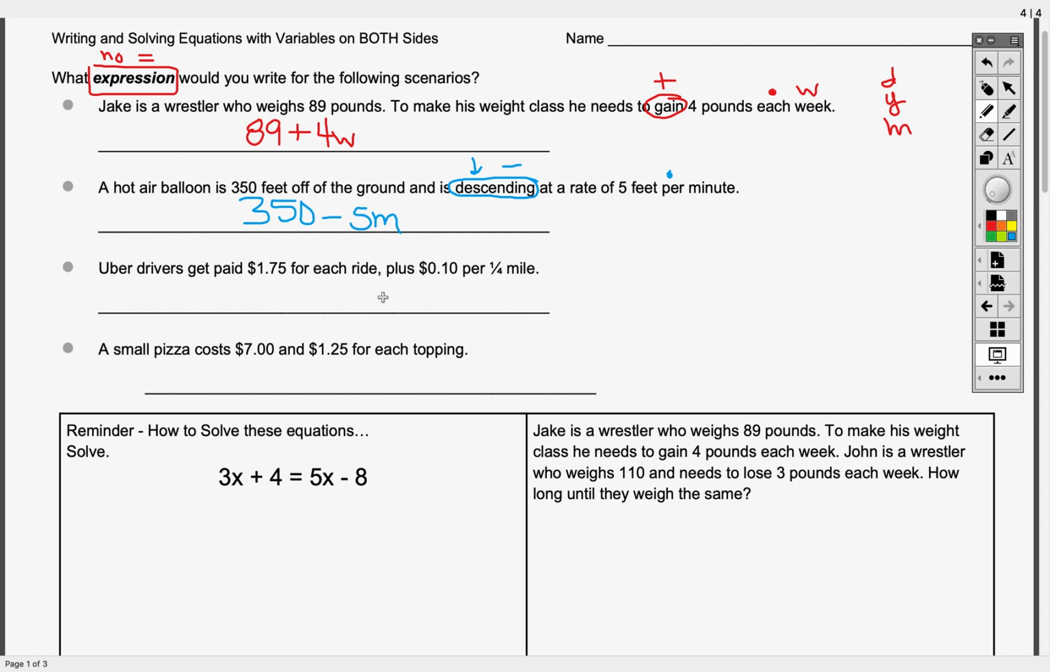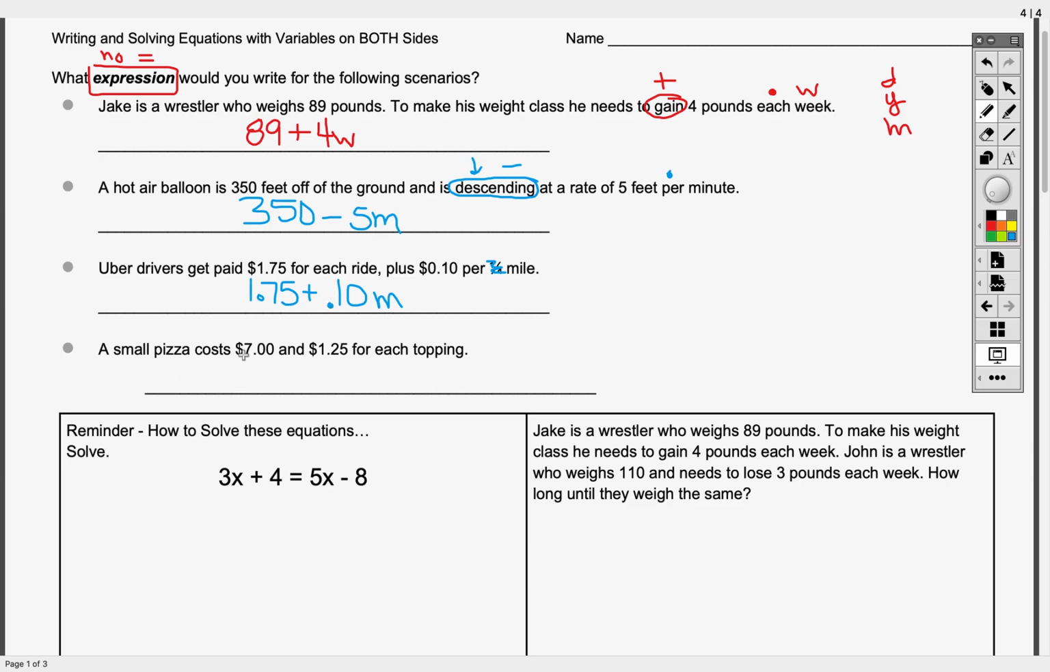Uber drivers get paid $1.75 for each ride. Plus, oh wait, I simply write the word plus. Now this one gets a little tricky because we're talking about a quarter mile. And I want you to ignore the fact that we have that quarter there. That's kind of just information to throw you off. So we're going to do 10 cents each quarter mile. Don't lose this decimal here.